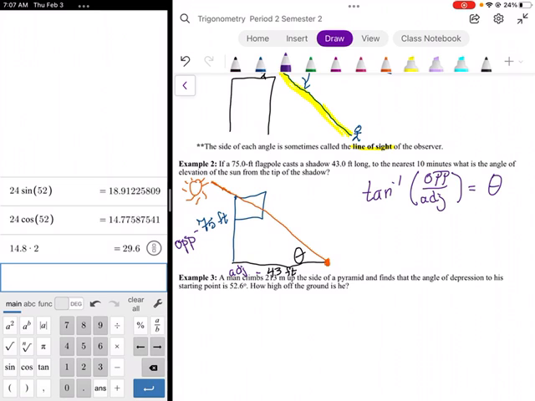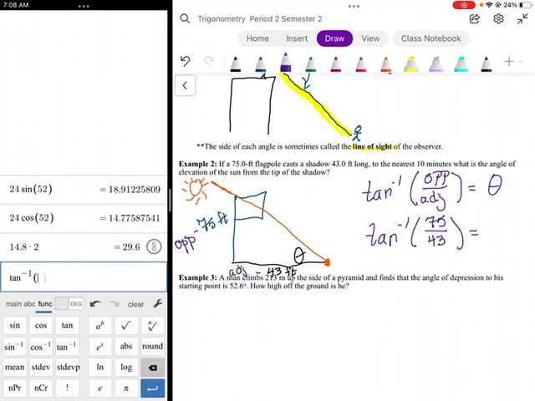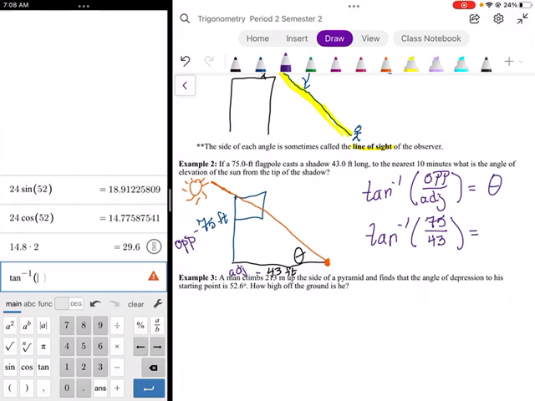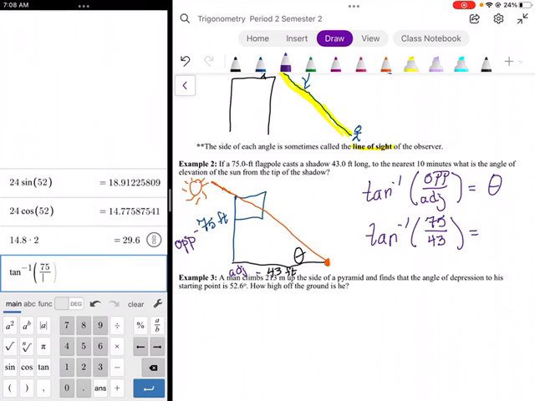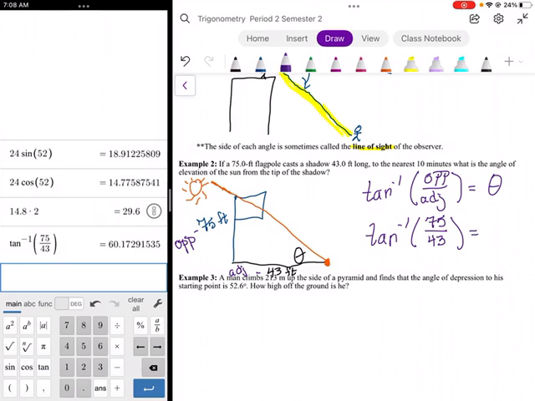So for this one, we're going to do inverse tangent of 75 over 43. And that's going to tell us what our theta value is equal to, or our angle of elevation. So 75 divided by 43, and that's going to give us an angle of about 60.2 degrees. And that's our answer. Don't forget to label your answer with degrees.